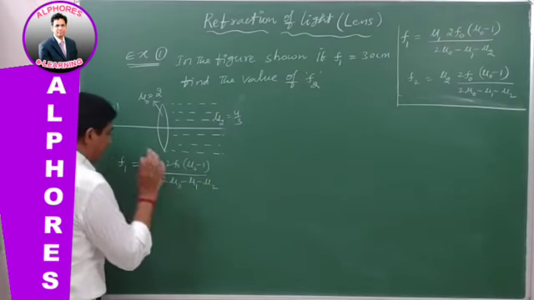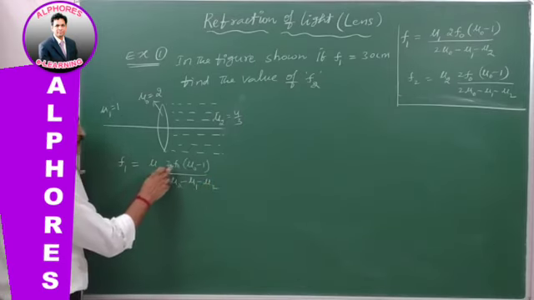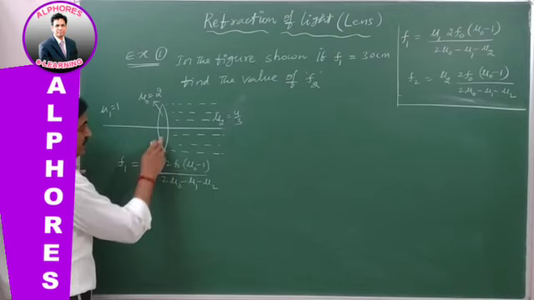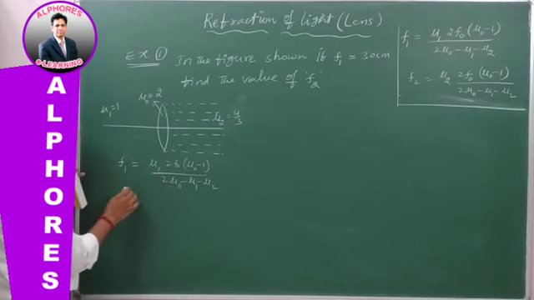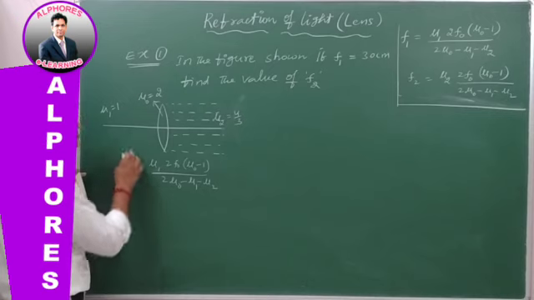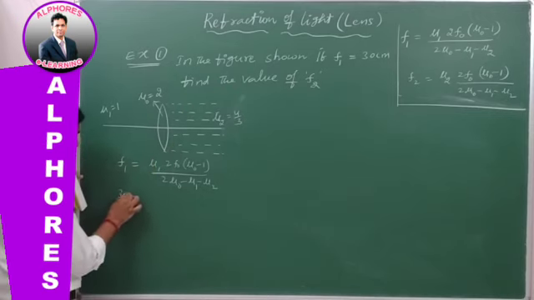So all the values are there. See here, only we have to find f naught. F naught is not given and all the remaining values are there. Then we can substitute all the values. Here f1 is given clearly as 30 centimeters.